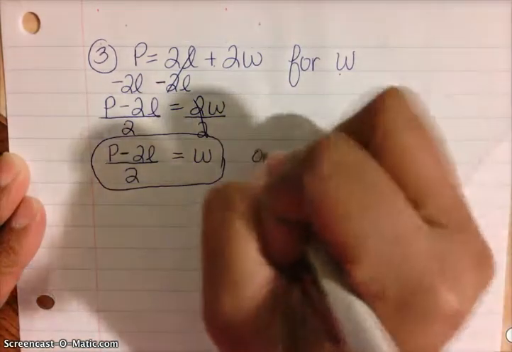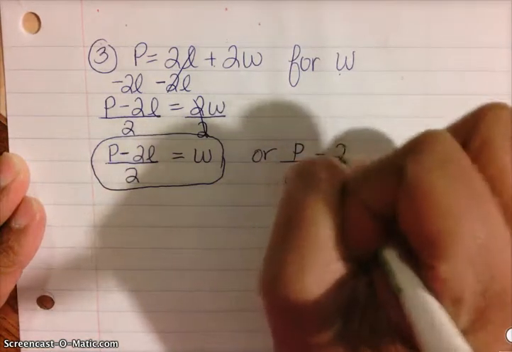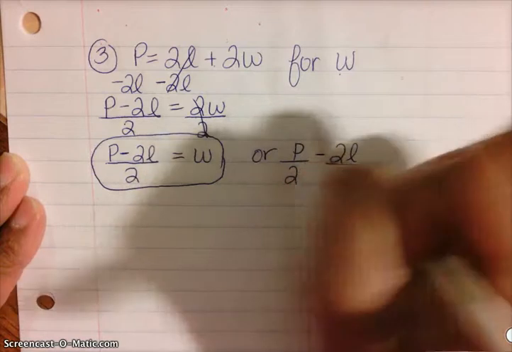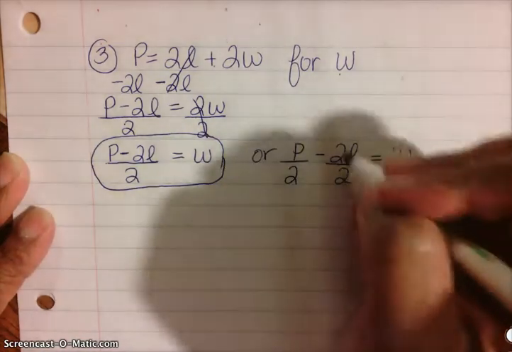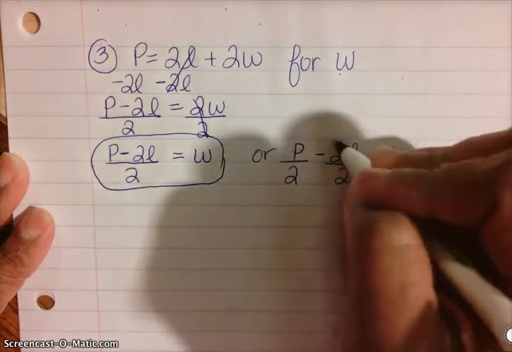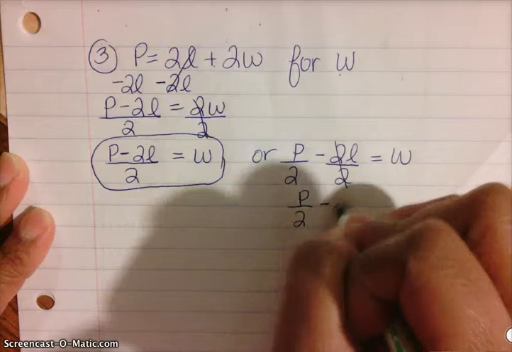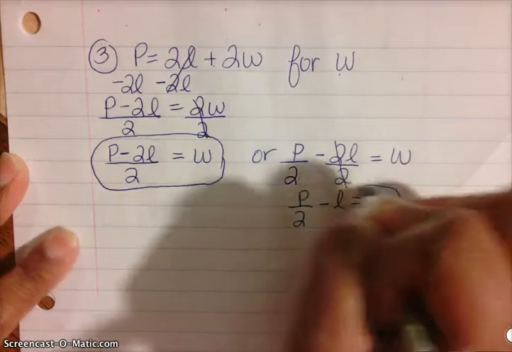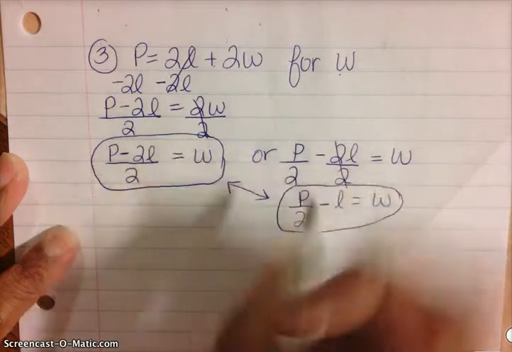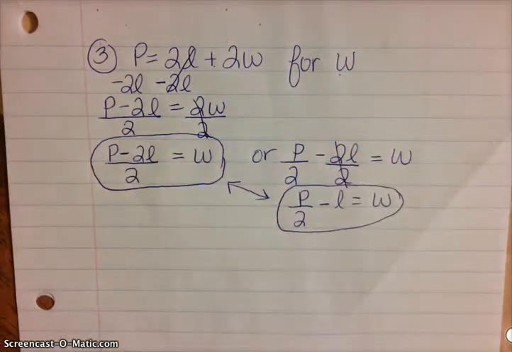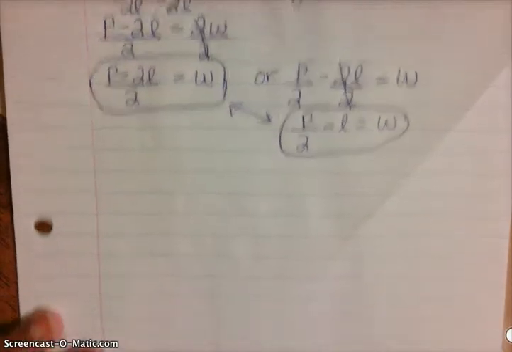Now if you want to split it up, you can. It could be P divided by 2 minus 2L divided by 2 equals W. If we split it up, then we need to simplify because these 2's can cancel, and so we have P divided by 2 minus L equals W. Okay, these two are equivalent, so either answer is acceptable. This is pretty basic.